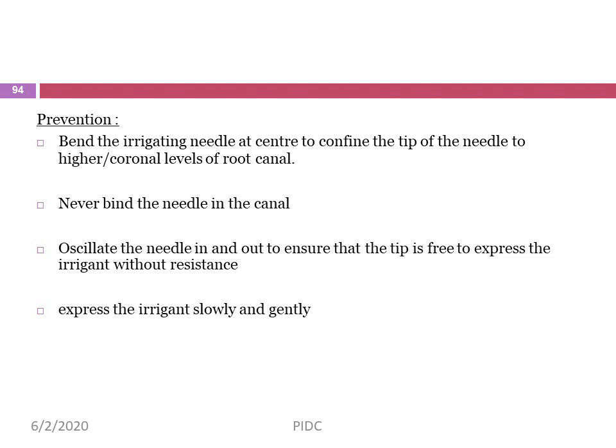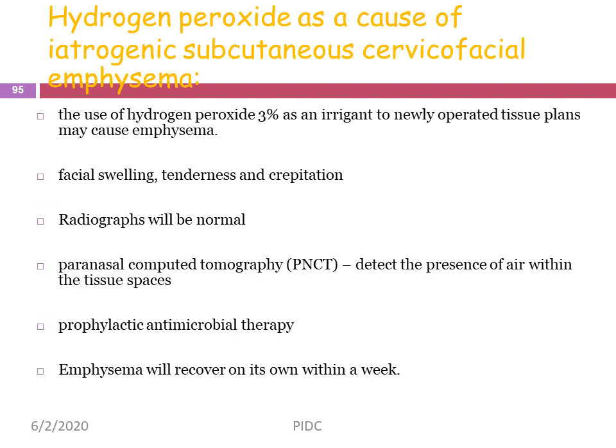And keep moving the needle as you are irrigating. Keep moving it in an inward outward direction, so that you know your needle is not getting locked into the canal, so that your irrigant can flow freely inside the root canal. Please always use passive pressure. Do not push or force the irrigant out of the needle.